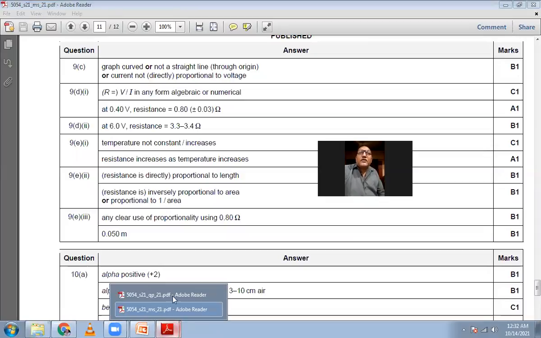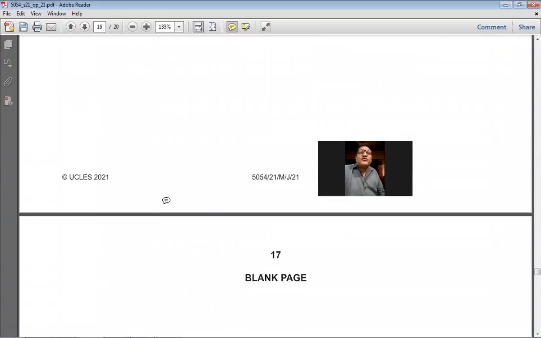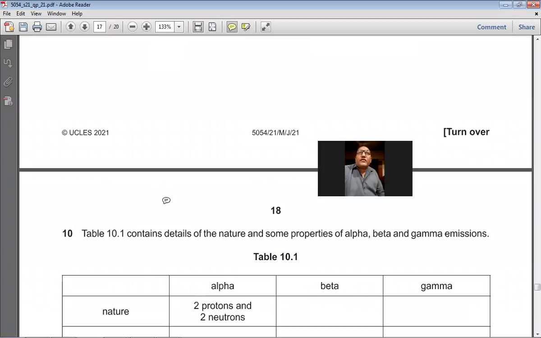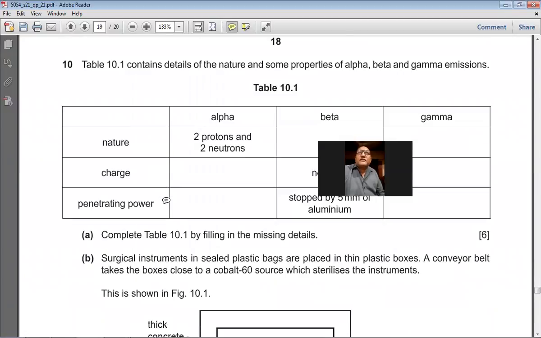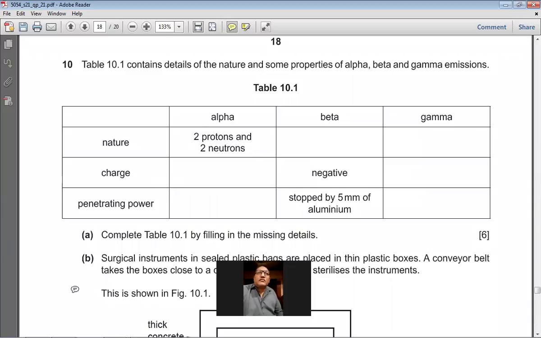Okay. So let's move to question number 10. Table 10.1 contains details of the nature and some properties of alpha, beta, and gamma emissions. So here we have alpha, beta, and gamma, their nature, their charge, and penetrating power.